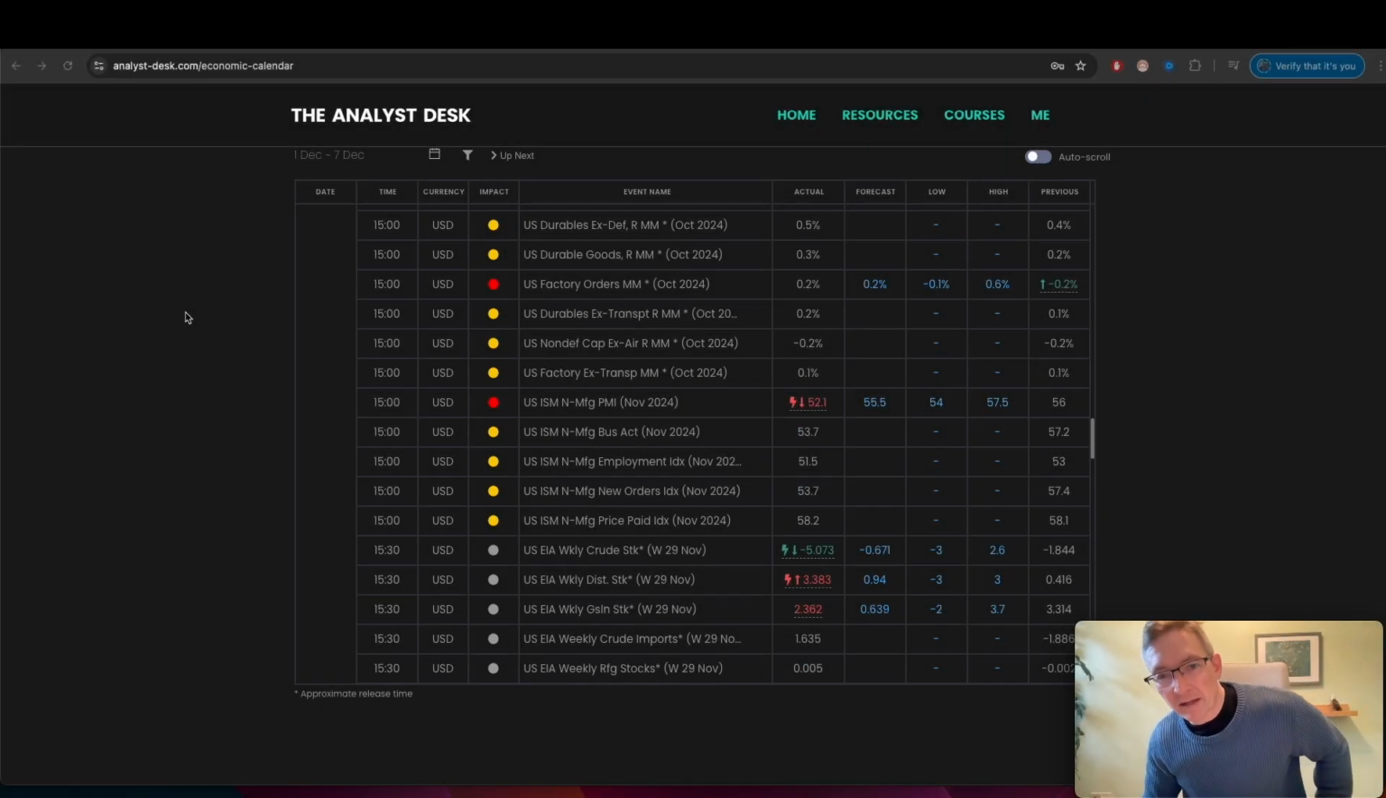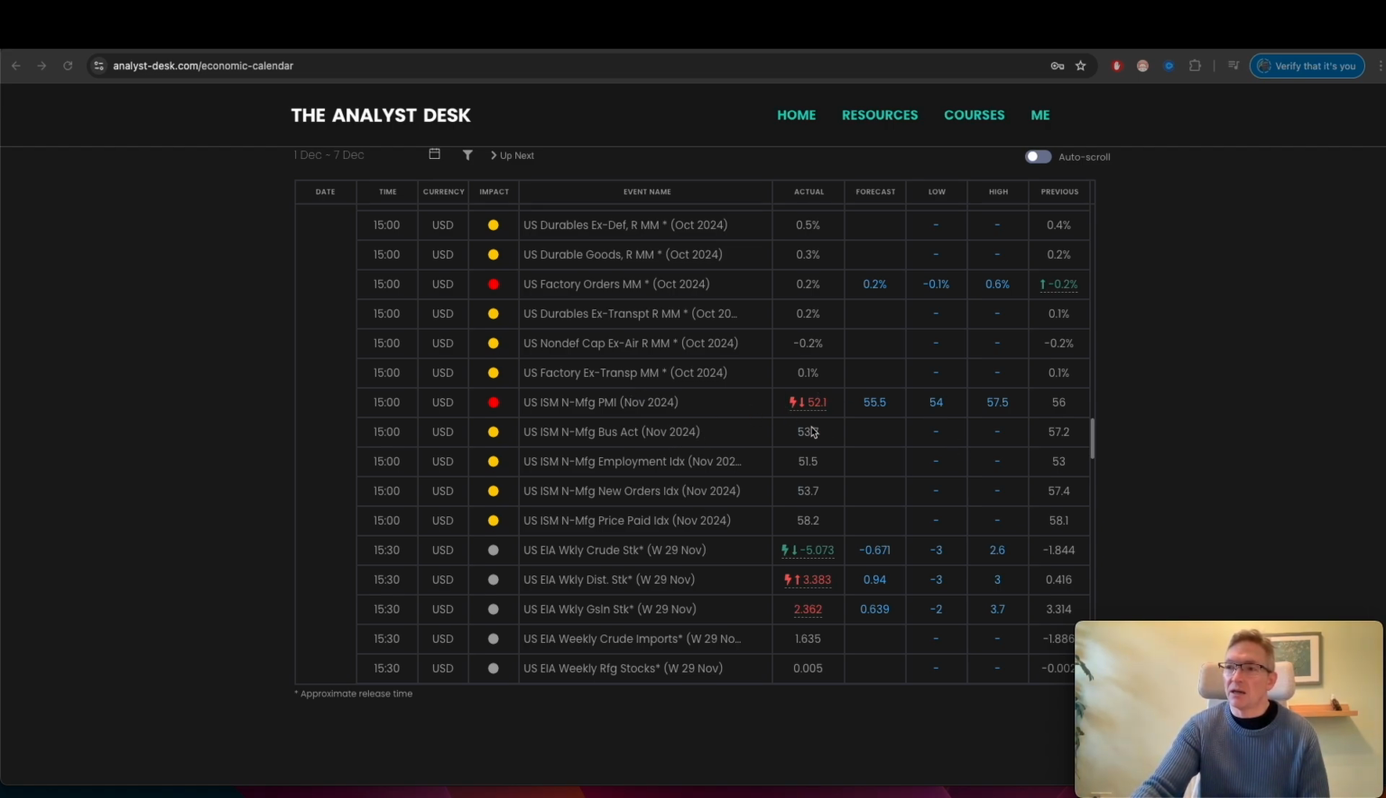So why do we look at the economic calendar? We use it to find high probability trading events. Now, on Wednesday, December the 4th, there was one high probability trading event we were looking at. It was the ISM Services PMI print out of the US. US service-driven economy, service sentiment is very important.